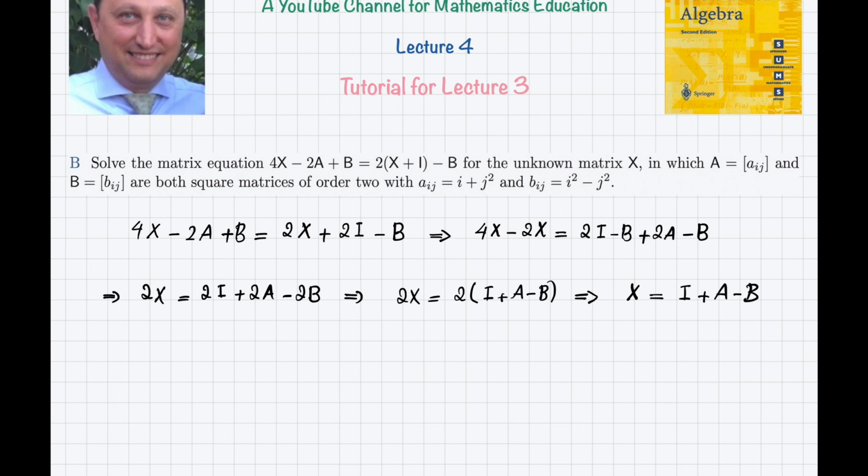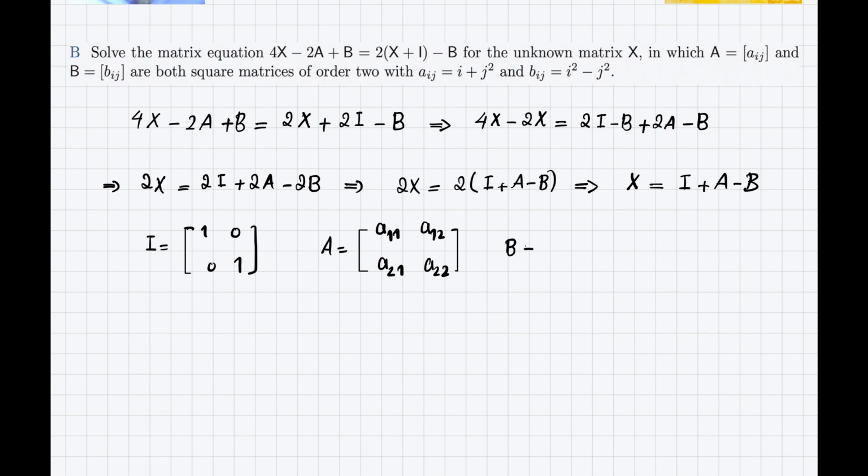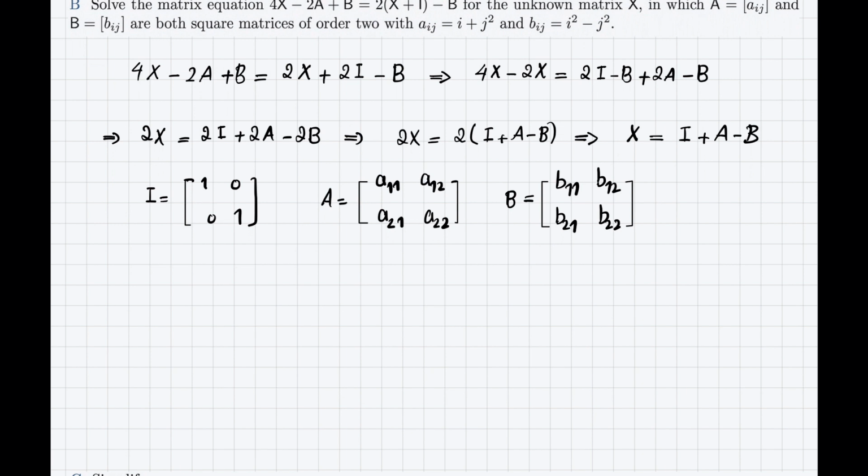But now I need to explicitly calculate my matrix X. I already know I, so I is the 2 by 2 unit matrix, which is actually 1, 0, 0, 1. And then my matrix A is a 2 by 2 matrix, so matrix A is this matrix, a11, a12, a21, and a22. Yes? So what I need to do, I need to calculate these entries explicitly. Exactly the same thing for B. Yes, so this is b11, b12, b21, and b22. Okay, so how should I calculate them? Using the formulas given here.